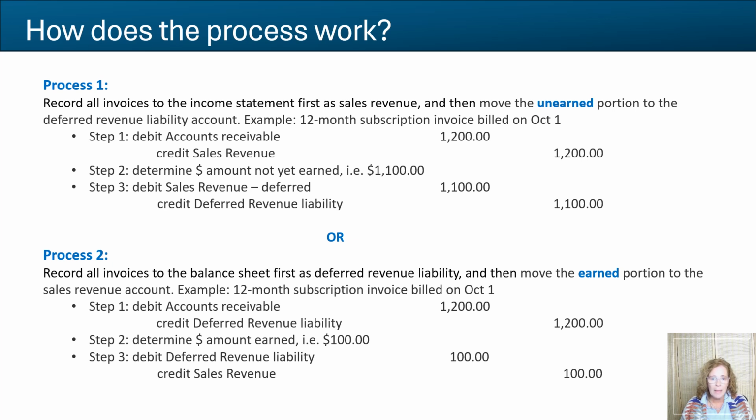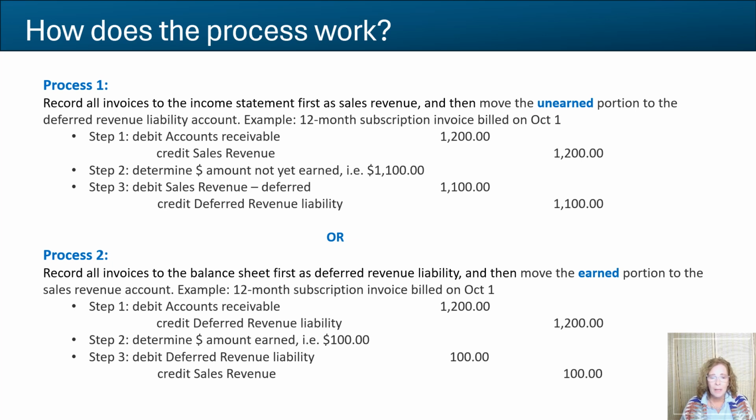Then at month end, the accountant or the system, if your accounting system has revenue recognition functionality, prepares the journal entry to move the revenue that has not yet been earned to the balance sheet, meaning debit to the deferred revenue account on the income statement and credit to the deferred revenue liability account on the balance sheet.